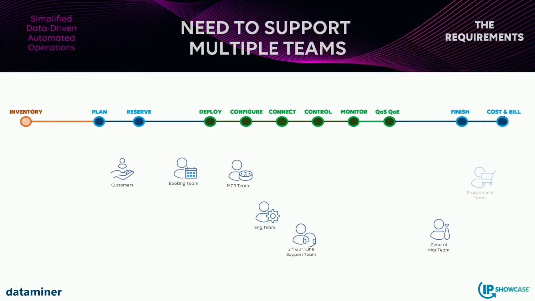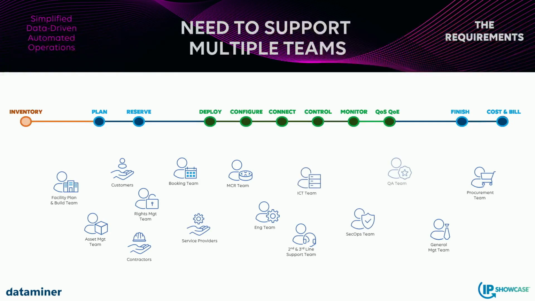When we look into the requirements of a dynamic media factory, as we call it here, to manage everything you do in an MCR, in playout, in contribution, in distribution, everything has kind of a life cycle. And throughout that life cycle, multiple teams are involved. That starts with teams in the facility, building your infrastructure. You have your customers, you have booking teams, scheduling teams. On the other end, you have procurement teams to send and create the bills.